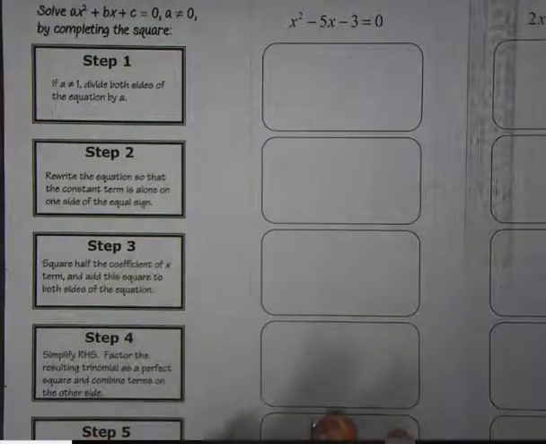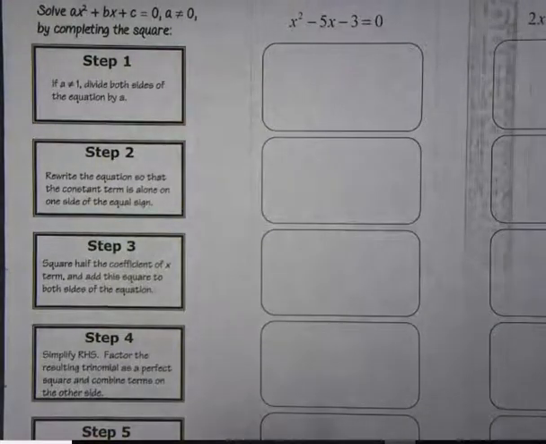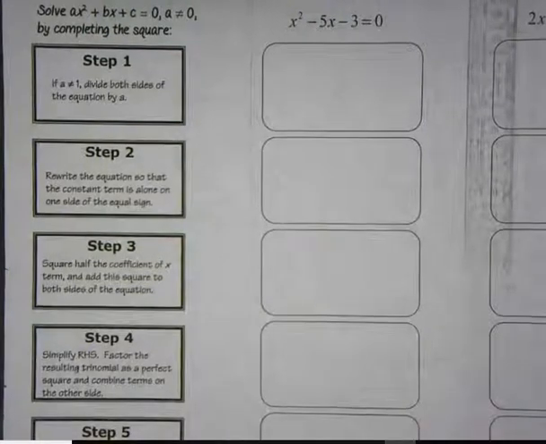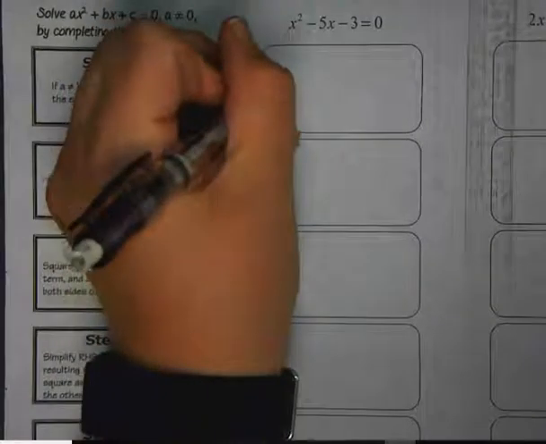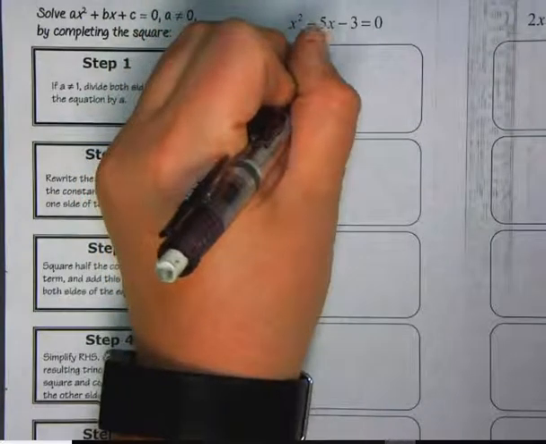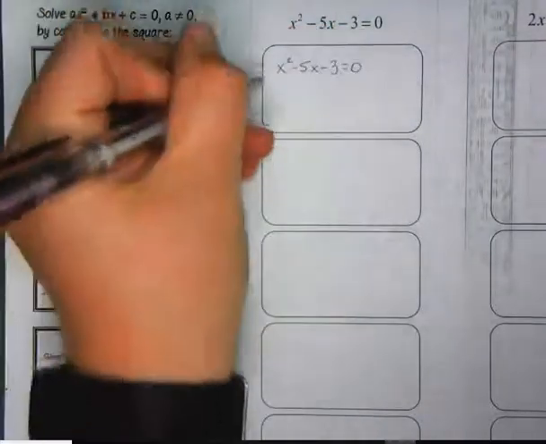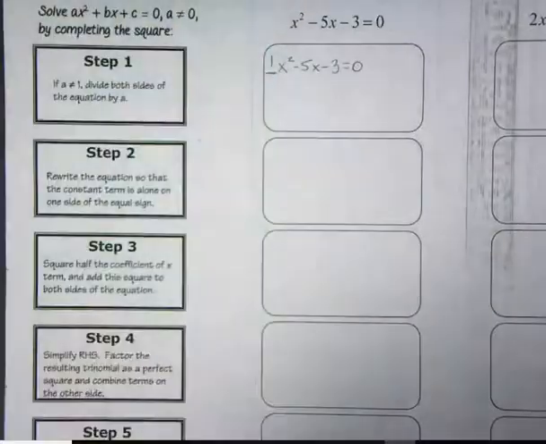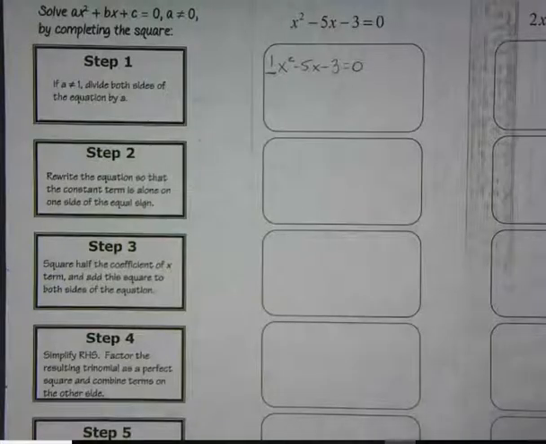So we have step-by-step instructions here where we can solve ax squared plus bx plus c equals 0, where a does not equal 0, by completing the square. Step 1 tells us that if a does not equal 1, we're going to divide both sides of the equation by a. Our first equation here is x squared minus 5x minus 3 equals 0. Our a is 1, so we don't have to do any division here to start off. So let's go ahead and skip to step 2.